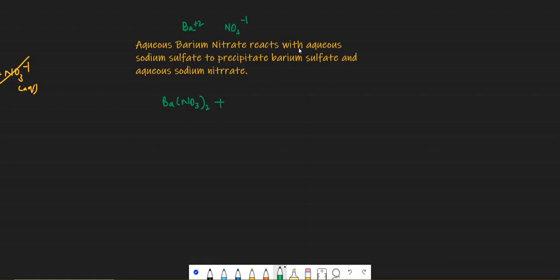It reacts with aqueous sodium sulfate. Sodium is +1, sulfate is SO4 2-. You'll have Na2SO4, which is also aqueous, to precipitate barium sulfate. Barium sulfate is BaSO4. It will be a solid because it's precipitating, and we have aqueous sodium nitrate, where Na is +1 and nitrate is NO3-. We'll have NaNO3 aqueous.